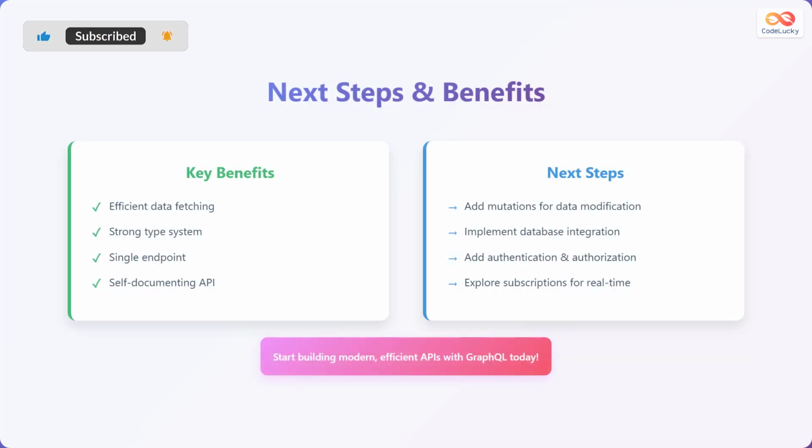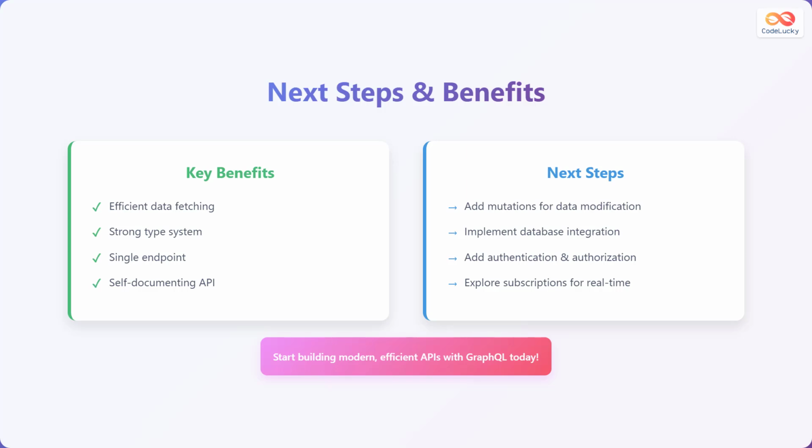Let's look at some of the key benefits of GraphQL. GraphQL enables efficient data fetching, allowing clients to request only the data they need. It has a strong type system, ensuring data consistency and providing clear API contracts. It uses a single endpoint, simplifying API management. Also, it provides a self-documenting API, making it easier for developers to explore and use.